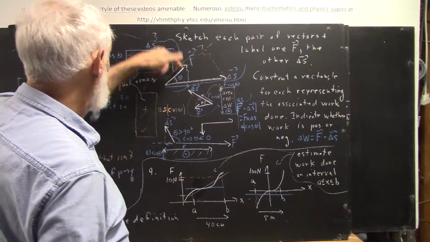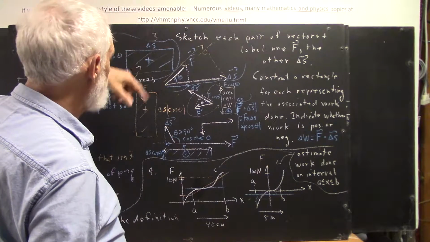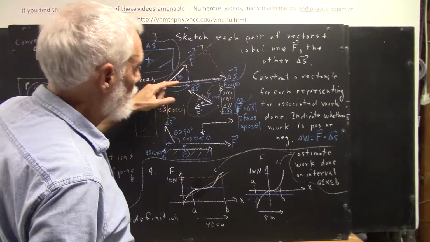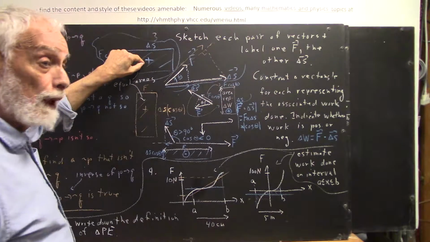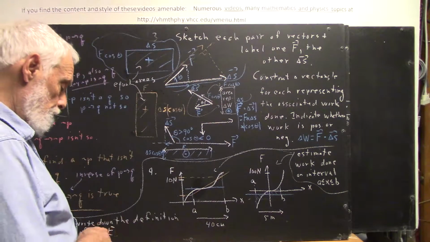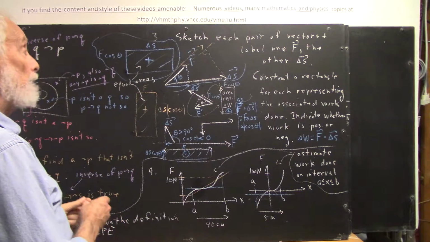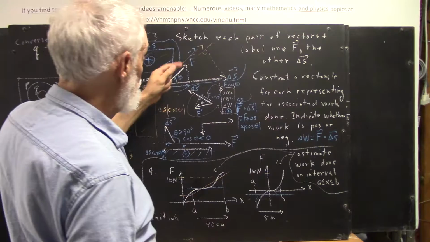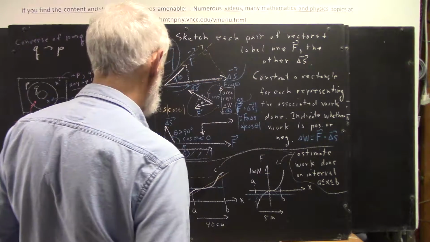Okay, we sketch that, we shade it in, and we say that, well, clearly these two are in the same direction, so we have positive work. So the positive of this area represents the work done by this force moving through this displacement.